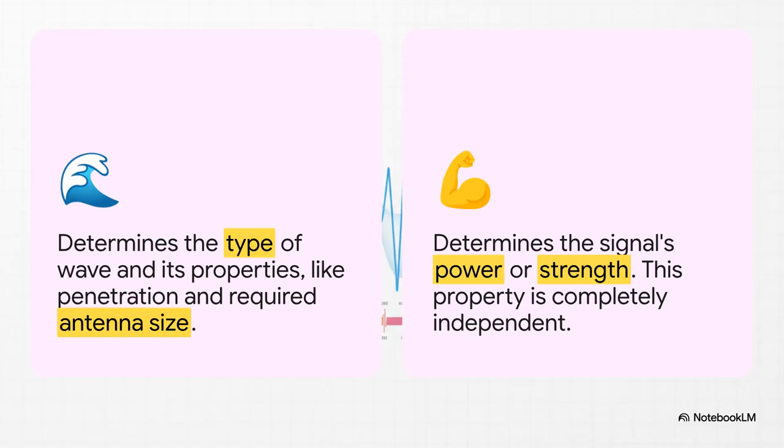Now, it's really crucial to understand that amplitude is completely separate from frequency and wavelength, totally independent. Frequency determines what kind of wave it is, and its properties, like how well it goes through walls. Amplitude just determines how strong that wave is. You can have a very strong low-frequency signal, or you can have a very weak high-frequency signal. They're two different knobs you can turn.